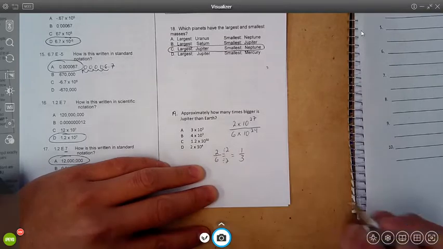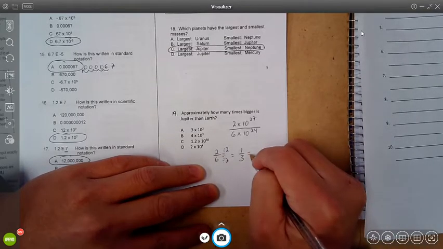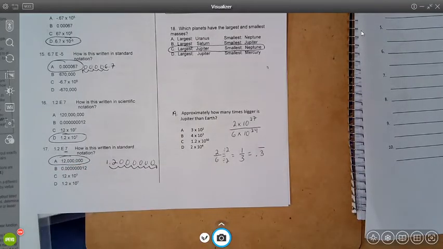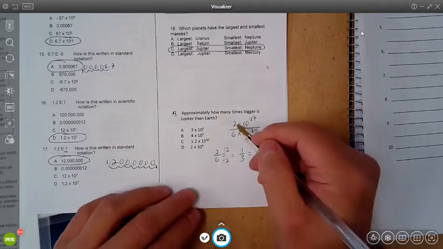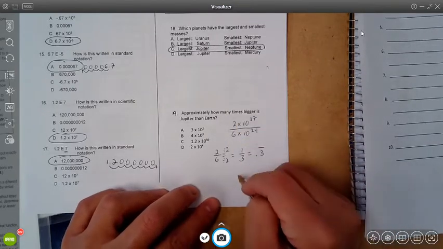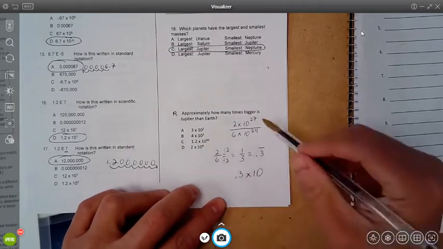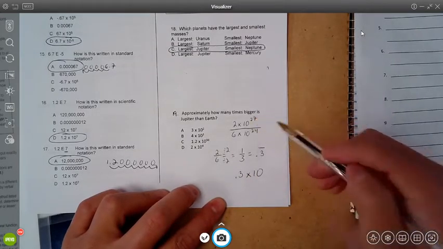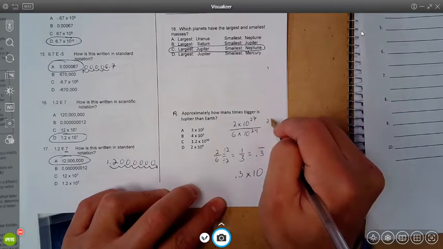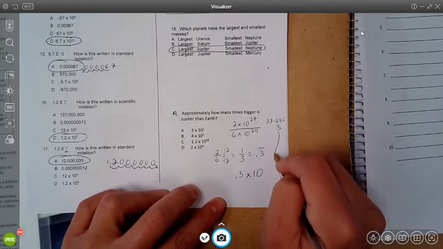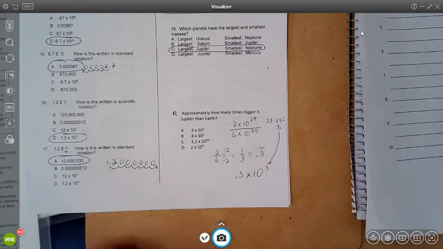What's 1/3 as a decimal? 0.3 repeating. Okay, so let me just round that then to 0.3. So 2 divided by 6 is 0.3. Okay, and then if I subtract the exponents, 27 minus 24, that gives me about 3. So that's 10 to the 3rd.